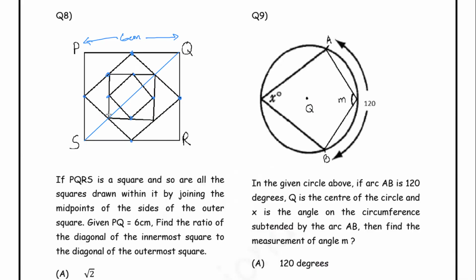So the outermost square, the diagonal is 6 root 2. What do they want? They want the ratio of the diagonal of the innermost square to the outermost square. So therefore, we'll have a division. So this is at the bottom and the innermost square. Now, if you see, we got the diagonal of the outermost square 6 root 2.